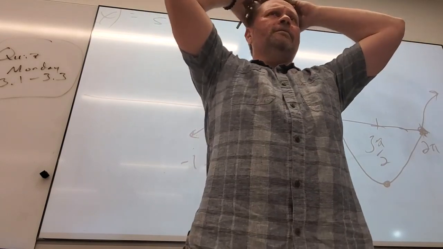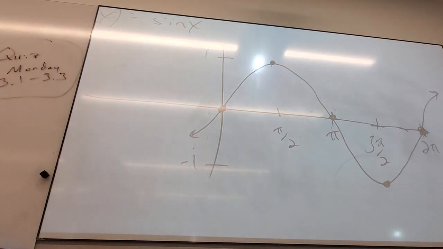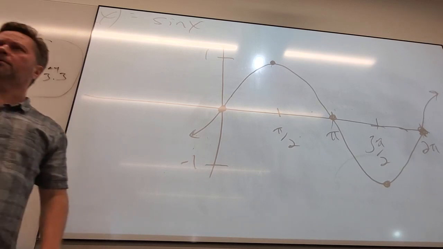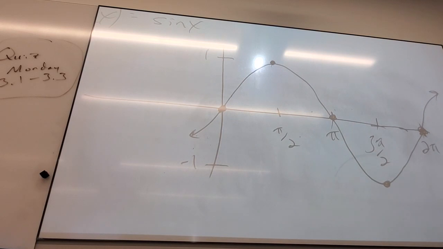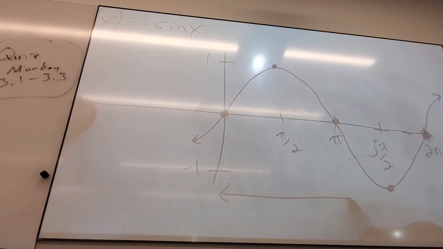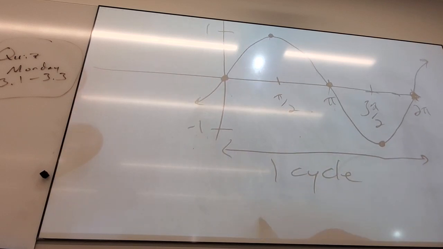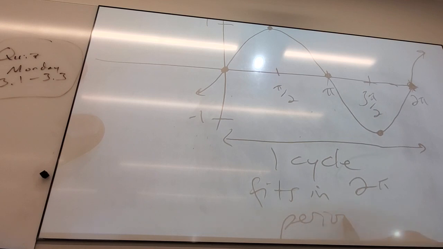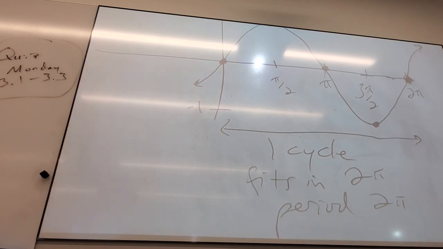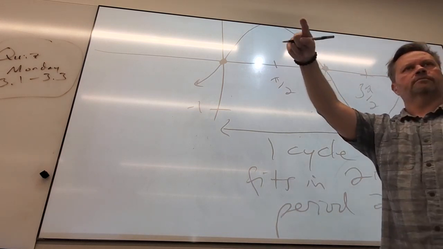So how long does it take for it to reach all of its possible outputs? 2 pi. Or all of its possible locations would be 2 pi, and then it repeats that same shape again. So the one cycle is here, and that fits in 2 pi, so the period is 2 pi. It takes 2 pi in order to go through its complete cycle.